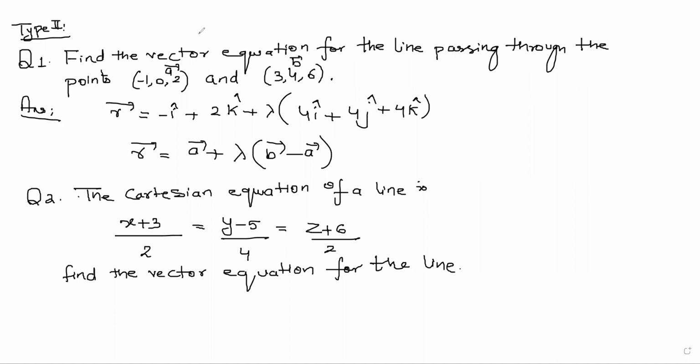So is it minus 3i plus 5j minus 6k plus lambda into 2i plus 4j plus 2k? Very good, Atif. It is correct. Good. Zef, please confirm once you get the answer.